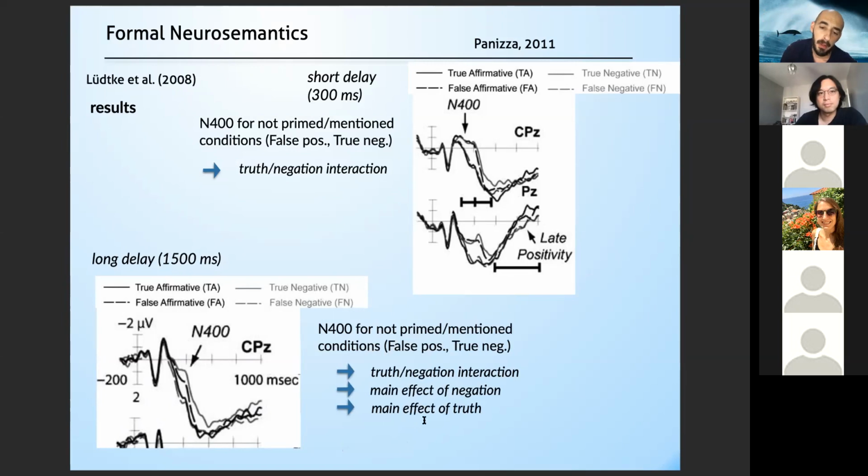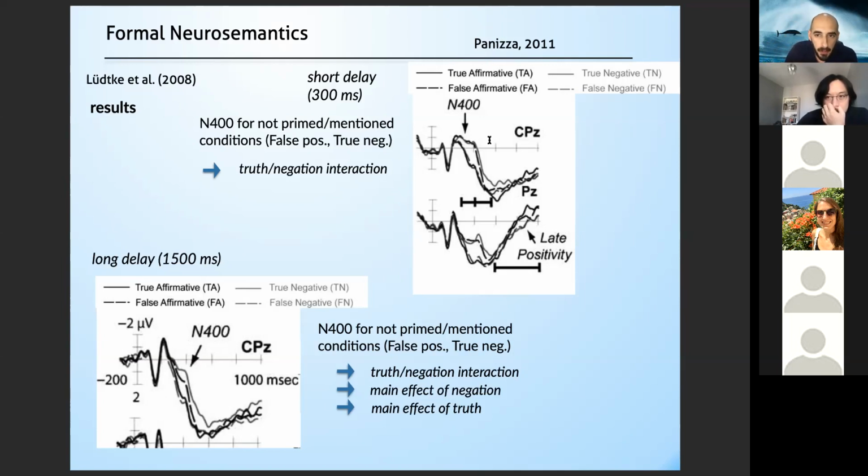So given that you only found this main effect of truth in the long delay and not in the short delay, this suggests, according to the authors, that if you have 1.5 seconds of time to process negation, you actually represent a full-fledged mental model of the sentence you read. And then you have a surprisal effect affecting the N400, whether the picture mismatches the meaning of the sentence, and not just the mentioned object in the sentence.